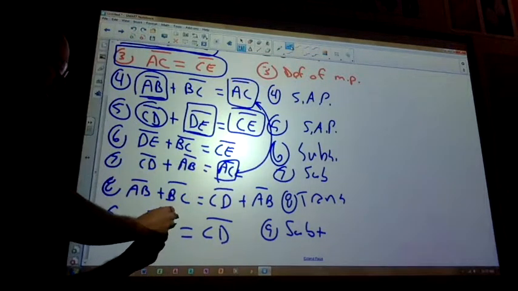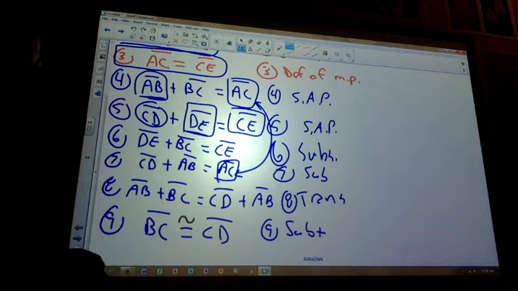Someone asked yesterday, can I make this leap right here? I think that's okay. Could you have taken CE, because CD plus DE equals CE, step 5, and plug that into DE plus BC equals CD? Yeah, I think that would have worked as well. I probably made 2 extra steps.